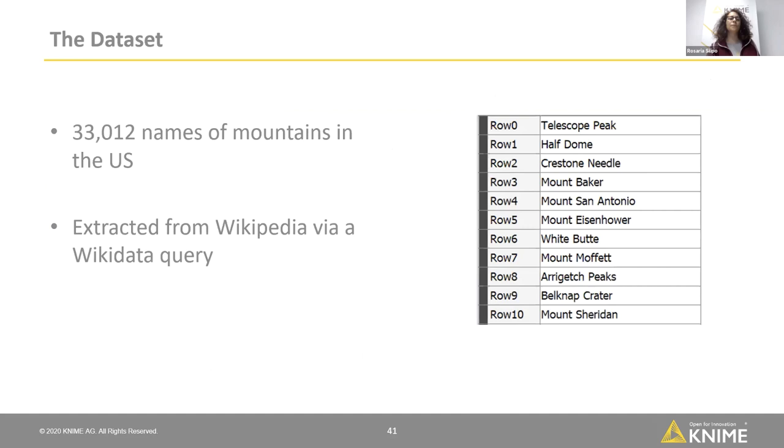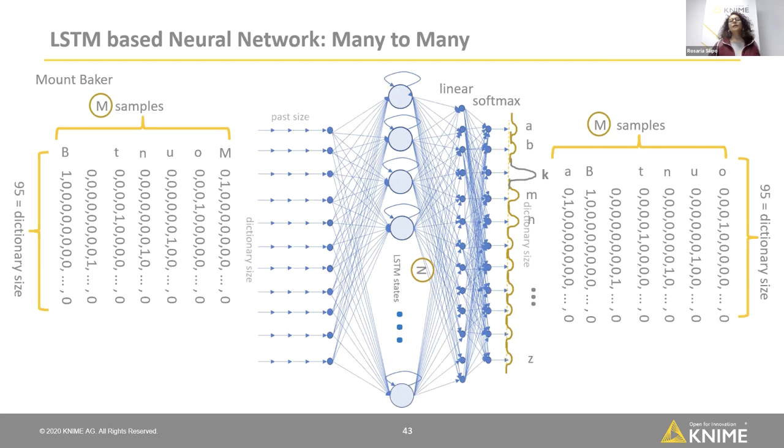What we did here, this is actually a workflow from Kathrin. We had a data set. We extracted from Wikipedia, via a Wikidata query, 33,000 and something names of mountains in the US. So the data set was made of a long list of mountain names from mountains in the US. Based on this list, we then created this neural network.